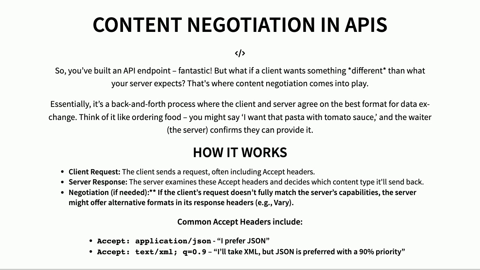You tell them exactly what you want, and they confirm they can provide it. The client sends a request with accept headers indicating its preferences, and the server checks those preferences before sending back a response. If there's a mismatch, the server might even suggest alternatives to ensure the client gets something useful.